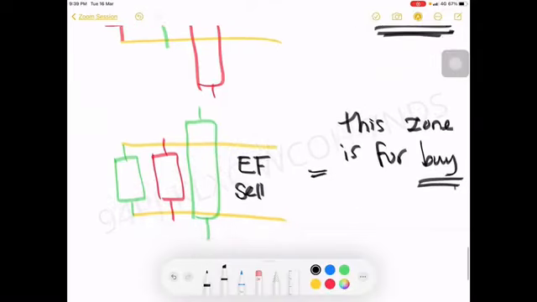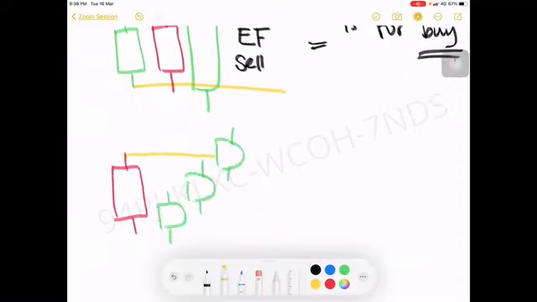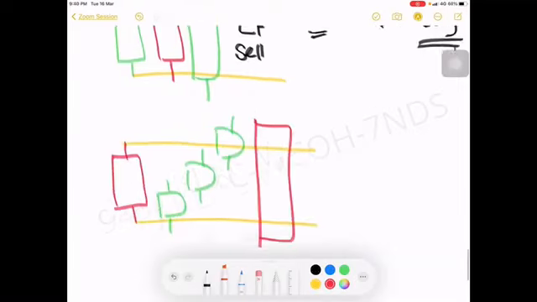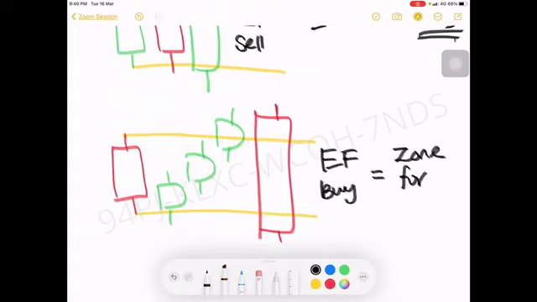Is it easy? Do you understand it now? Okay, it's okay. All right, so I'm going to show you one more example. So let's say if you have this kind of angle, suddenly it just went down. So this is another, this is still EF, but for sell.